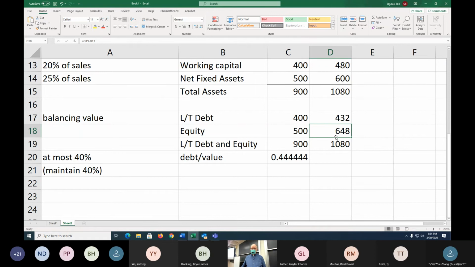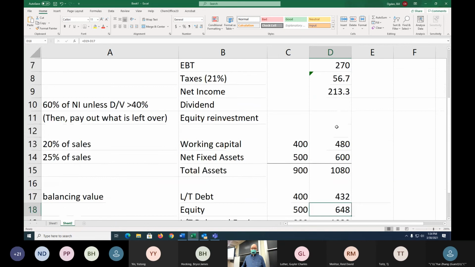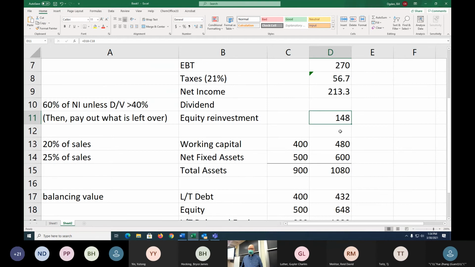Correct? So where do we get those funds? Let's come up here. Right? So how much do we need to reinvest? I need 648 minus 500, correct? Okay, then what can I pay out as a dividend? So 213.3 minus the 148, that's what we'll pay out as a dividend.